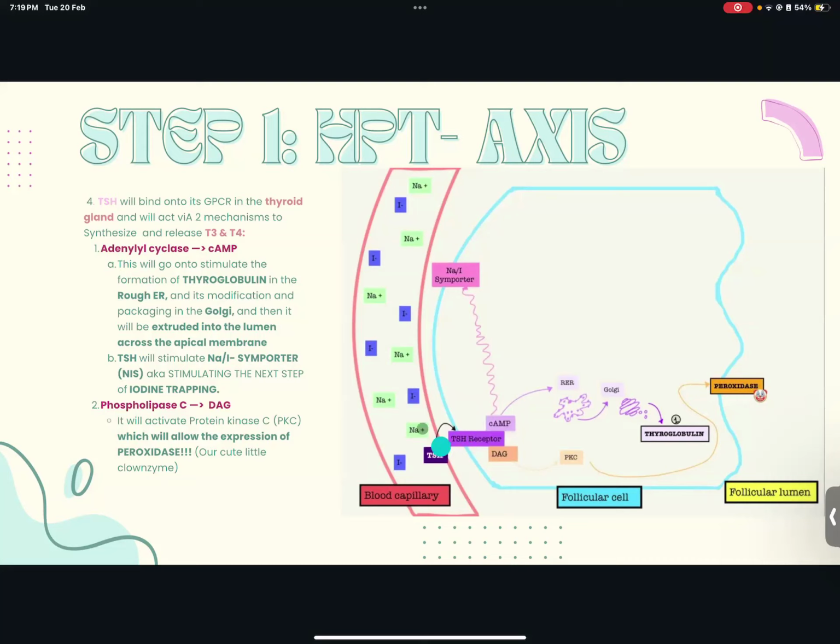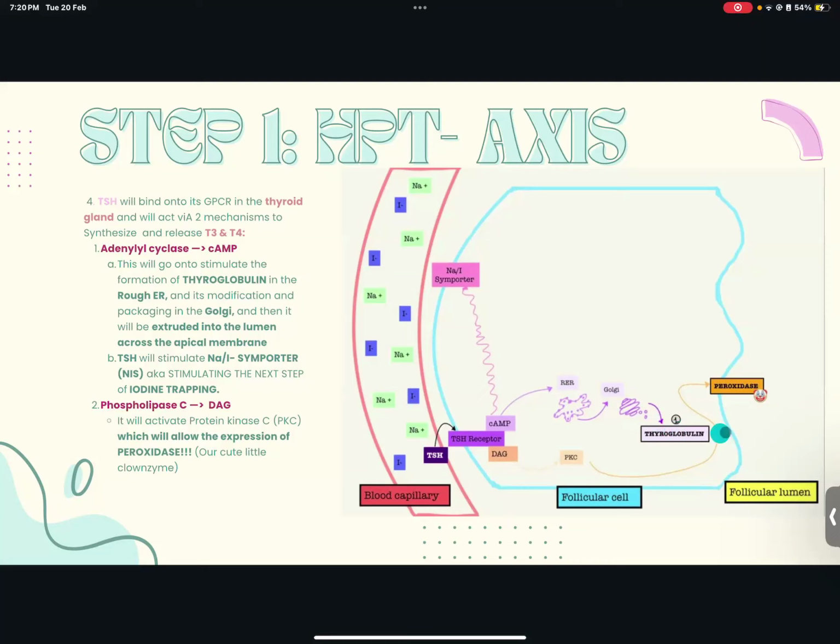So here you have the TSH coming from the blood, and it's going to bind onto its receptor. Then it's going to act via two mechanisms, cyclic AMP and DAG. So it's going to activate adenylyl cyclase and phospholipase C. When it activates cyclic AMP, it's going to stimulate the rough endoplasmic reticulum to produce thyroglobulin, because remember, it was a glycoprotein, and proteins are synthesized in the rough ER. Then they're going to be packaged up and sent to the Golgi, where they're modified and packaged, and then sent off into the cytoplasm as thyroglobulin.